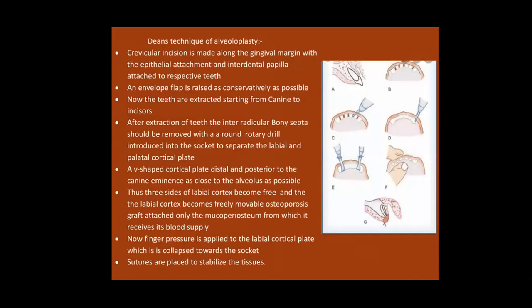After extraction of teeth, the interradicular bony septa should be removed with a round rotary drill, which is introduced into the socket to separate the labial and the palatal cortical plates. A V-shaped cut is made in the cortical plate distal and posterior to the canine eminence as close to the alveolus as possible. Thus, the three sides of the labial cortex become free and the labial cortex becomes freely movable. It is an osteoperiosteal graft attached only to the mucoperiosteum from which it receives its blood supply. Now, finger pressure is applied to the labial cortical plate, which is collapsed towards the socket. Sutures are placed to stabilize the tissue.